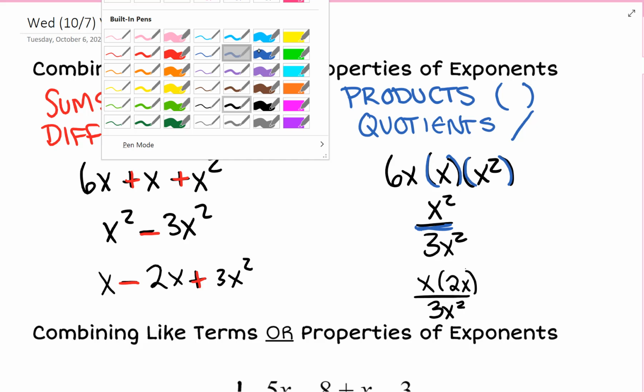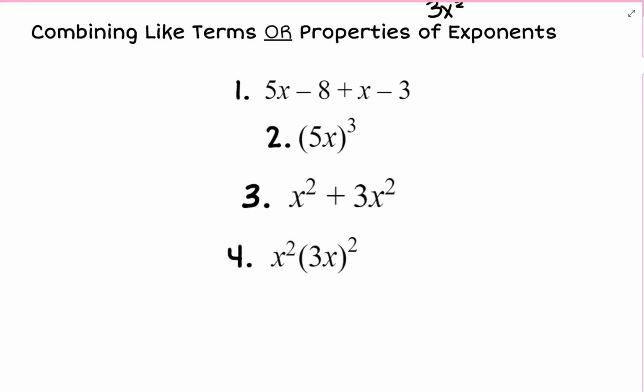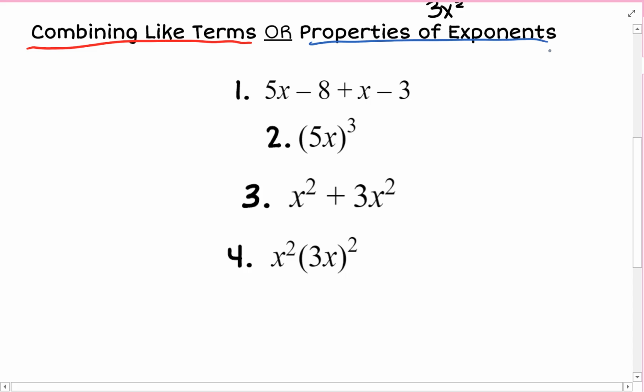And finally, if we had a quotient, that would also require properties of exponents because we don't have a sum or difference here. Now we're going to determine whether these four examples require us to combine like terms or to use properties of exponents when we are simplifying. Take the opportunity now to decide which problems require which tools.